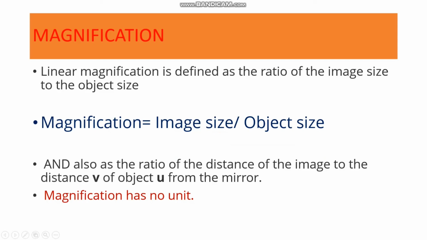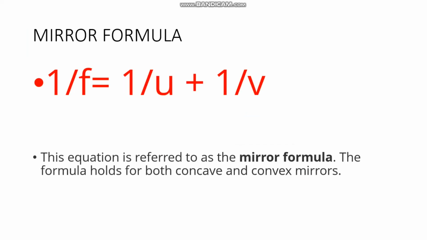So let's go to magnification. Magnification is the ratio of the size of the image to the size of the object, or we can say the image distance to the object distance. Both the numerator and denominator are the same physical quantity, so there is no unit. Let's take the mirror formula. What is the mirror formula? 1/f = 1/u + 1/v. It is valid for both concave and convex mirrors.